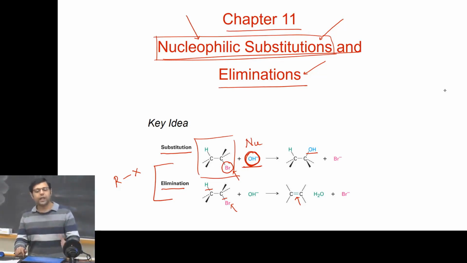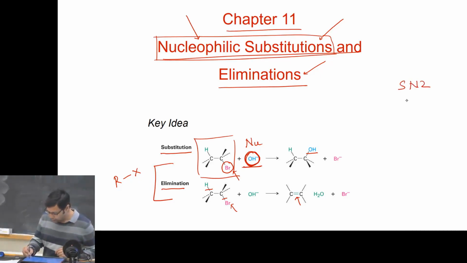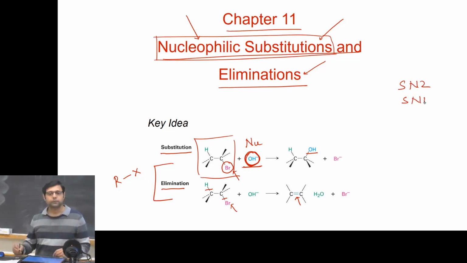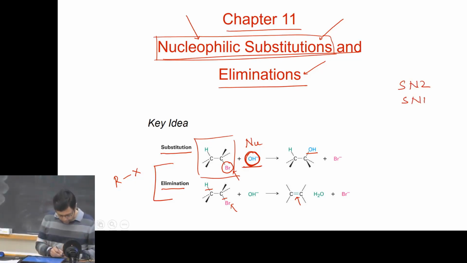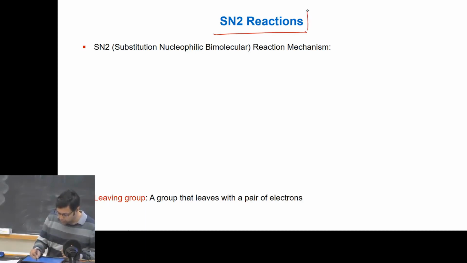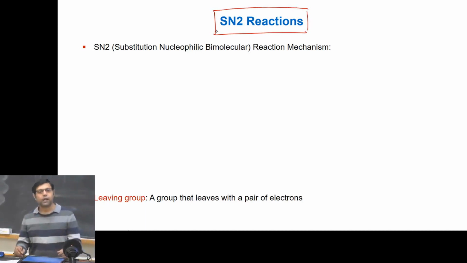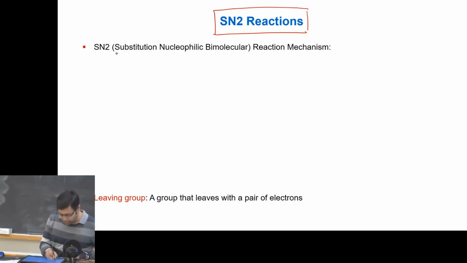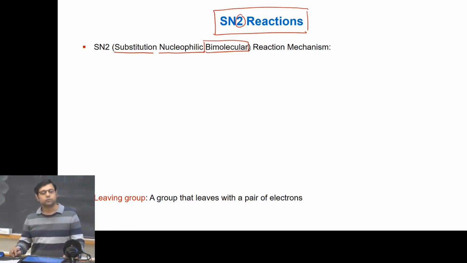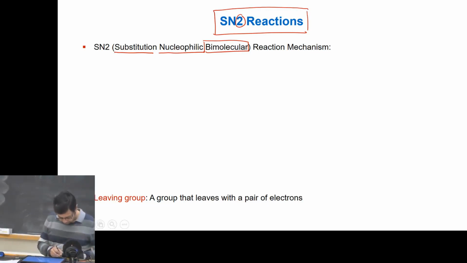Now, based on the reaction mechanism, nucleophilic substitutions are classified into 2 types, SN2 and SN1. So let's begin this chapter by looking at SN2 reactions. SN2 stands for substitution, nucleophilic, bimolecular. So this 2 stands for bimolecular. All right. So let's understand SN2 reaction with a simple example.